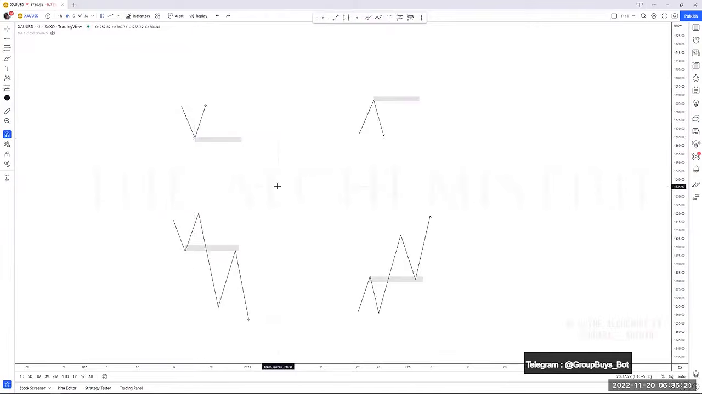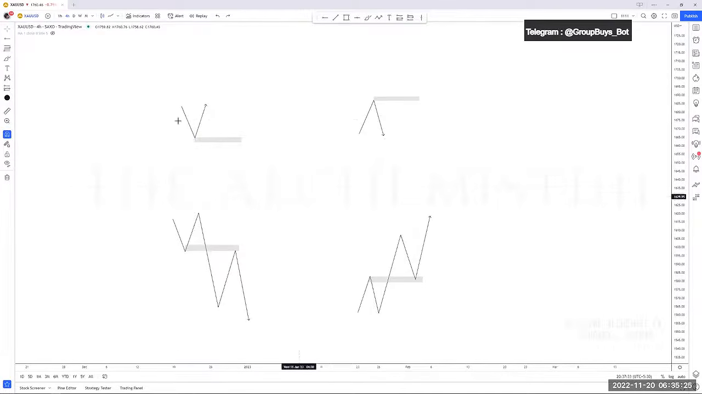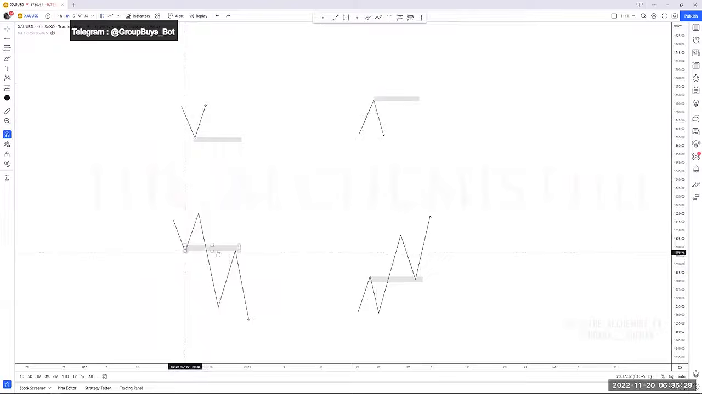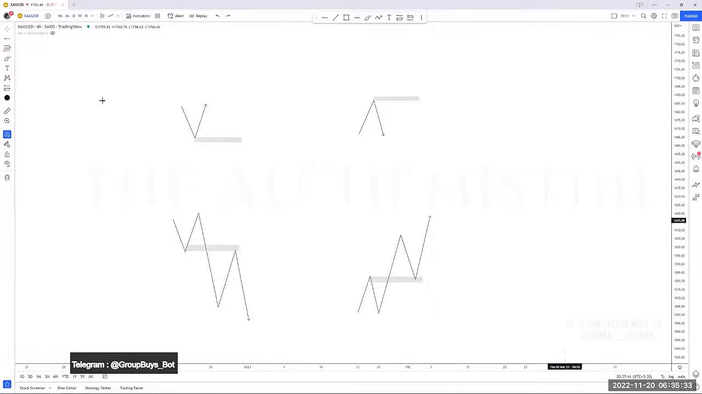Is that the same as SNR, right? Yes, this is SNR. Same thing. This is support. This is resistance. Support broken, it turns into resistance. Or resistance broken, it turns into support. It's the same exact thing.